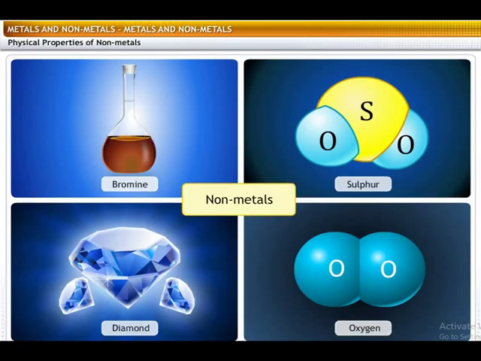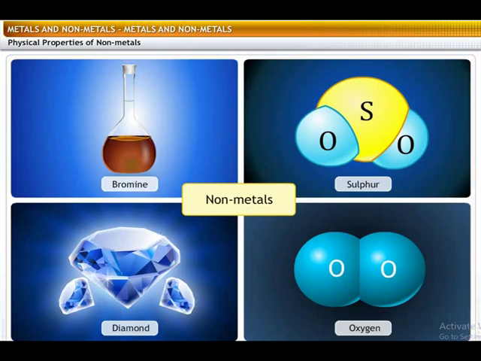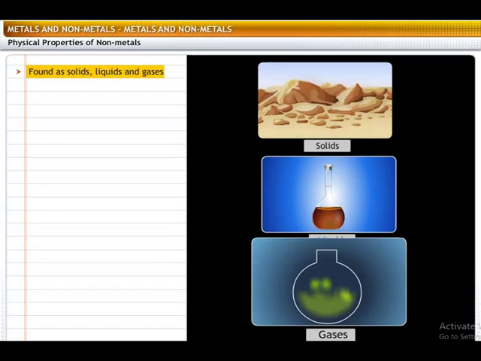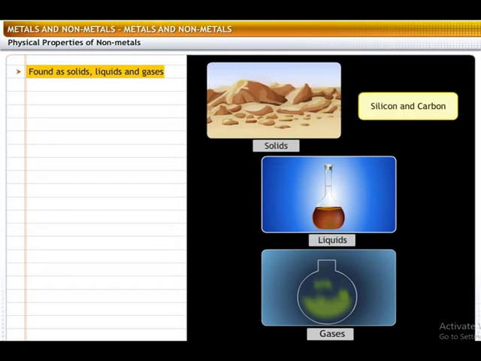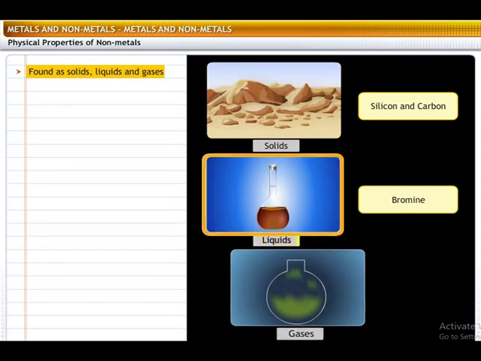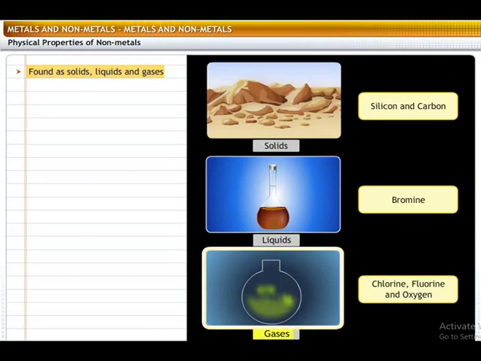Non-metals show properties that are unlike metals. That is, they don't possess metallic properties. Let's look at the common properties of non-metals. Non-metals exist as solids, liquids, and gases. For example, silicon and carbon are solids. Bromine is a liquid. Chlorine, fluorine, and oxygen are gases.